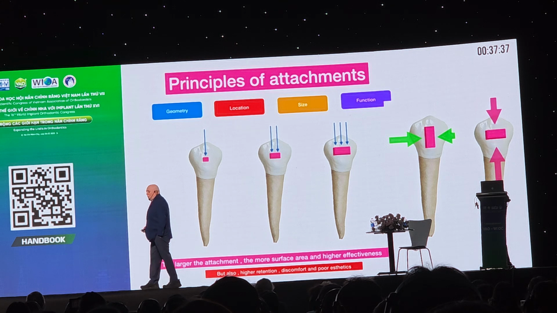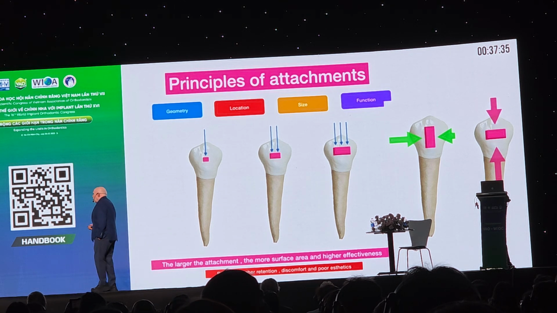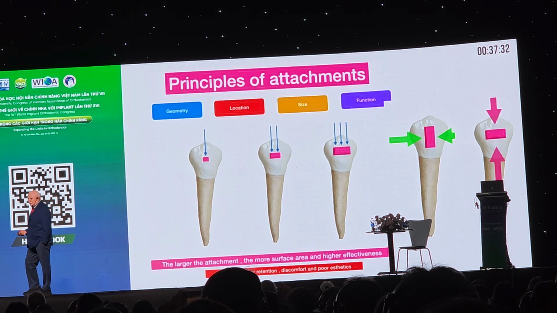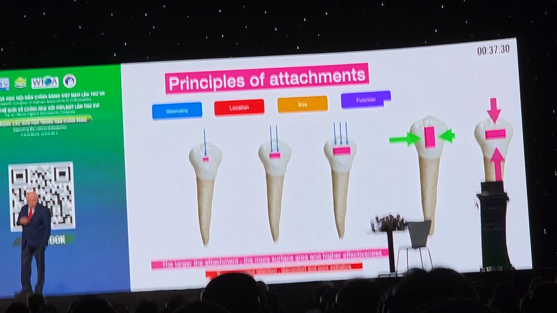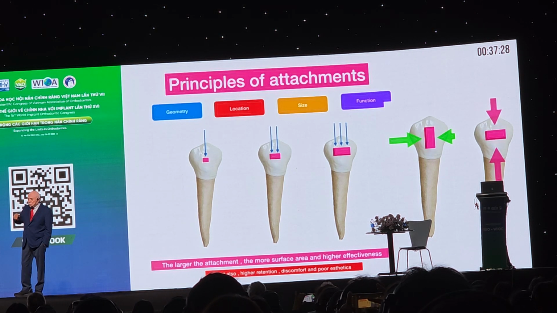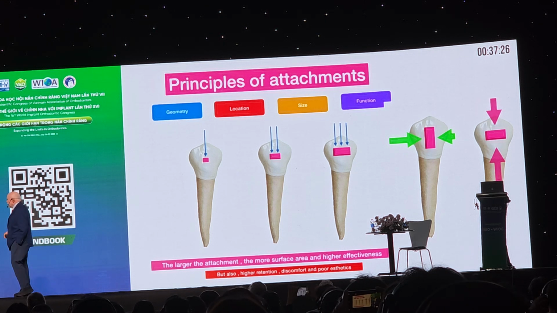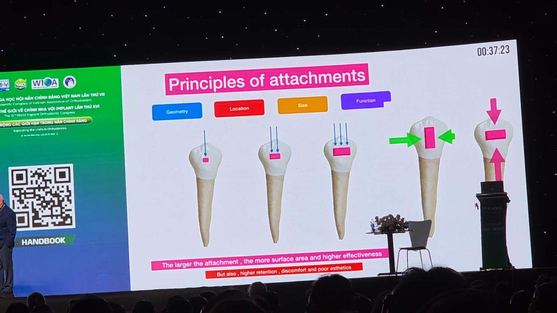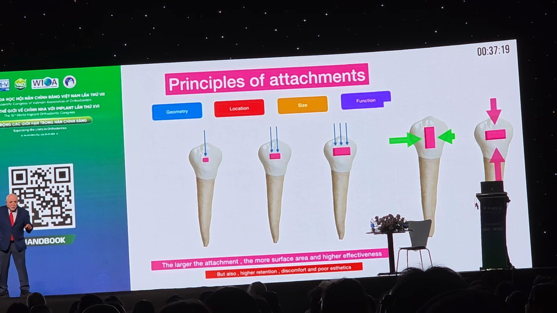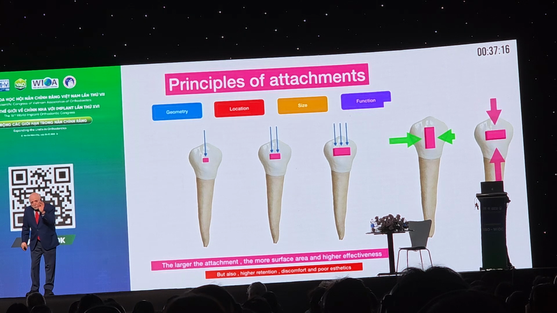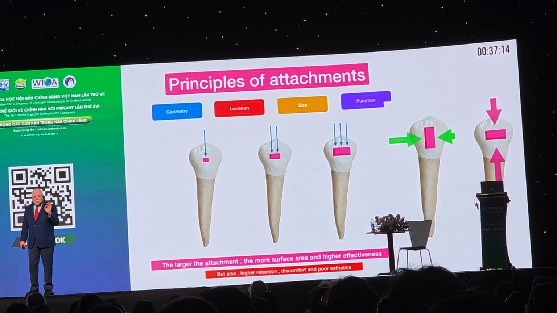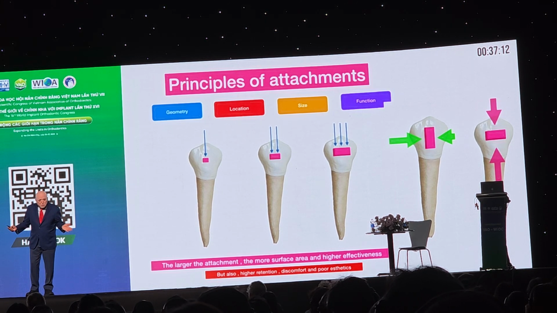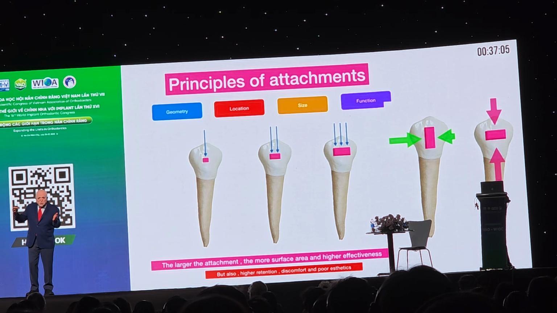Now the question is how big the attachment should be. Geometry, location, size, function. We don't use attachments, but I'm talking about attachments. If you're going to use attachments, how should you be using them? Those baby attachments are no good. Same way, the brackets. Somebody comes to you and says, oh doctor, I have a little mini bracket, beautiful bracket, please buy it. Stupid, because a small bracket means I cannot create moments. You need a bigger bracket so I can create moments.